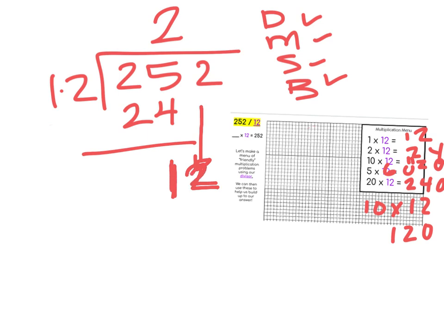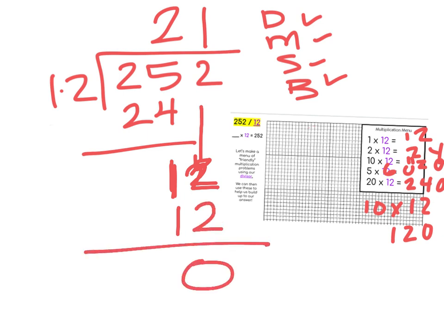Now 12 goes into 12 1 time. 1 times 12 is 12. And then I get 0, and there's nothing left to bring down, so my answer is 21. So I didn't end up using this multiplication chart all that much with this problem, but it's still helpful to do because when you're getting to higher digits, it becomes very helpful. So that's the standard algorithm using multiplication charts with division.